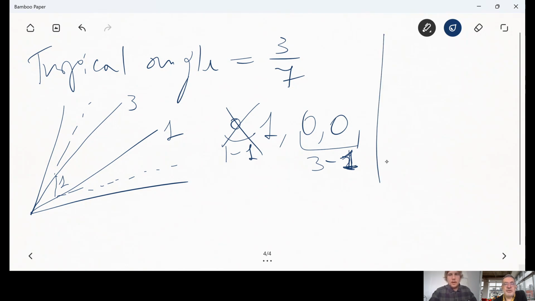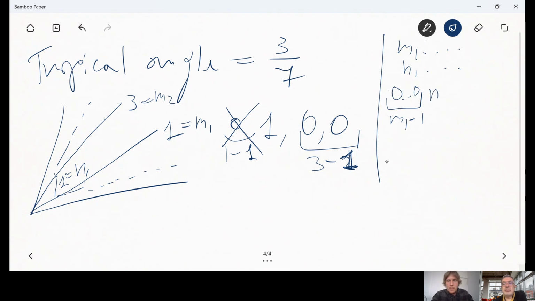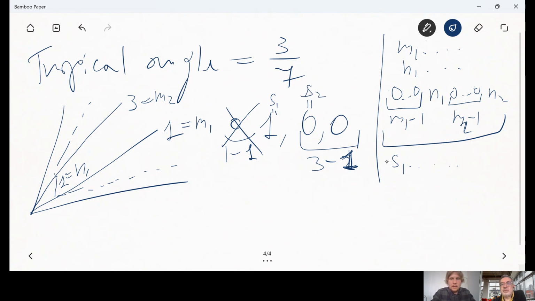Okay, so more generally, you have two sets of numbers. You have m1, etc., and n1, etc. So this is n1, this is m1, this is m2. And the sequence you form is as follows. You start with m1 minus 1 zeros, then you write n1, then you write m2 minus 1 zeros, then you write n2, okay, and this sequence I call s1, s2, and s3.